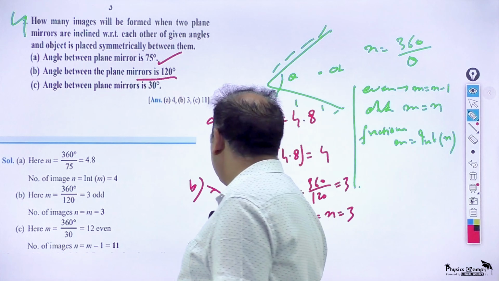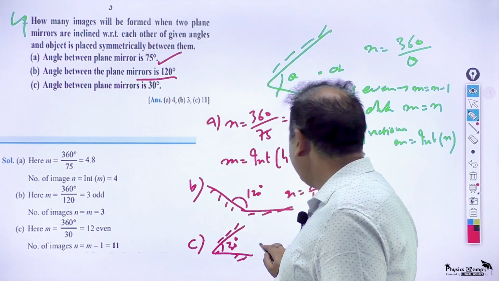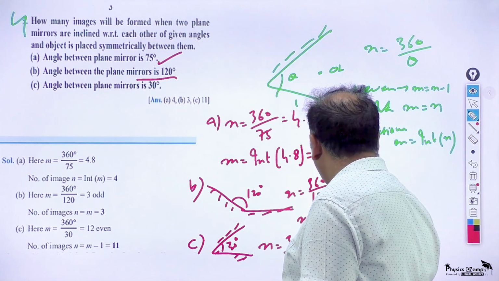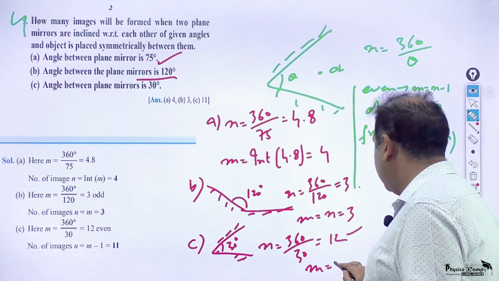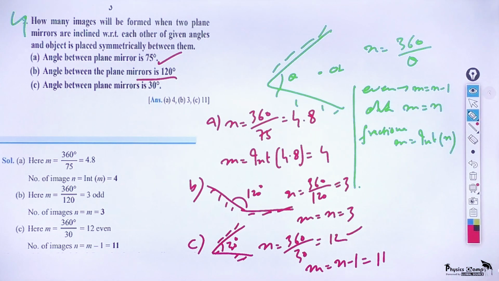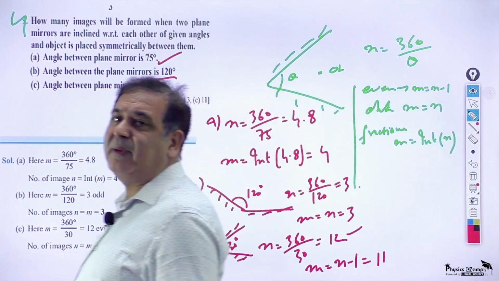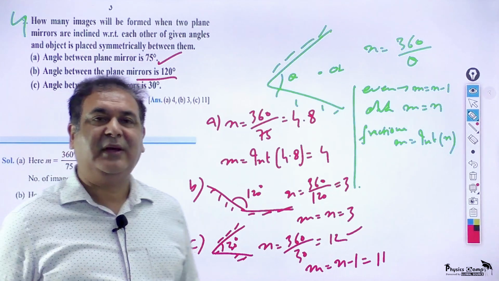C. Angle between the two mirrors is 30 degree. So in that case, n is 360 by 30, 12. It is even, so m is n minus 1, that is 11. So that's how you can see the various cases. How do you find number of images formed when you've got two plane mirrors making an angle with each other?